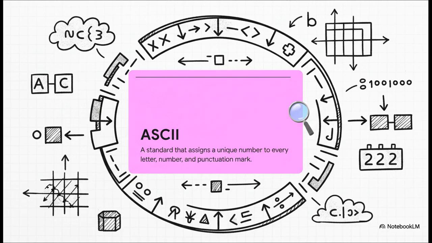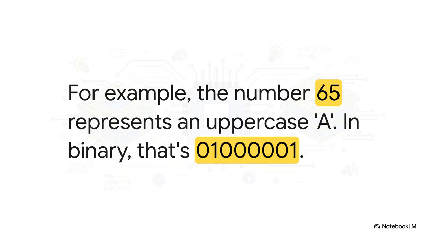It's called ASCII, and it's basically just a big chart, a universal rule book that assigns one of those 256 numbers to every single uppercase letter, lowercase letter, number, and punctuation mark you can shape. So for example, the ASCII standard says, hey, the number 65, that's always going to be an uppercase A.